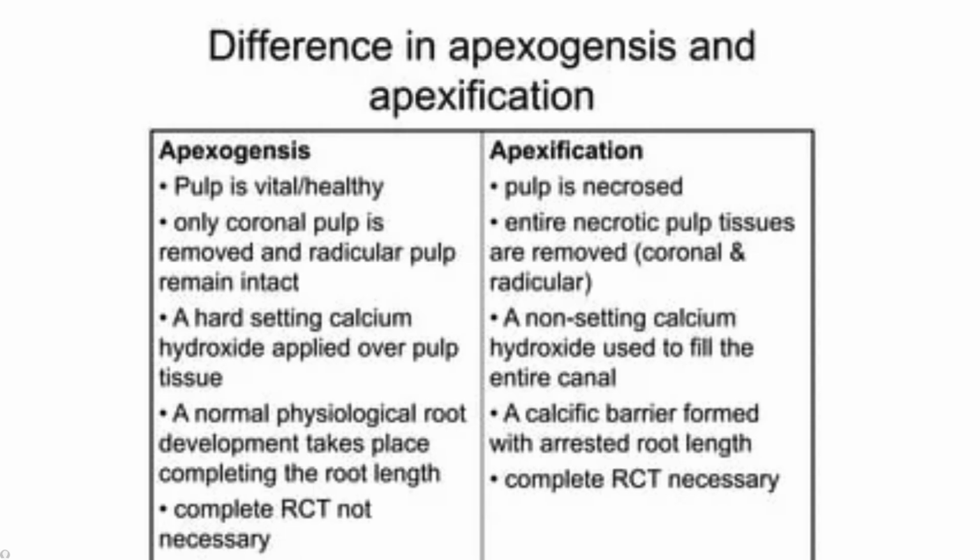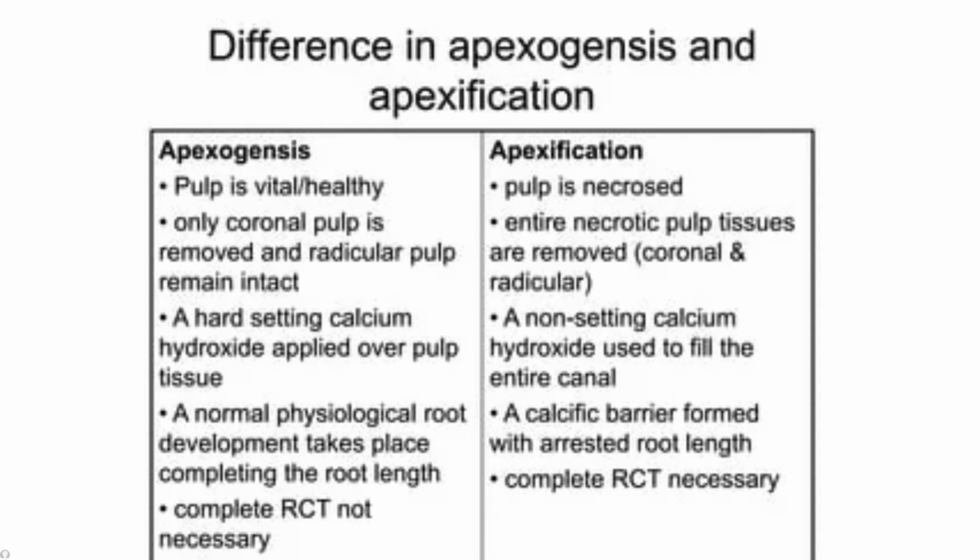So what is the difference between apexogenesis and apexification? In apexogenesis, as I said, the pulp is vital. Which part of the pulp? The radicular portion of the pulp is vital. In comparison with apexification, the pulp is necrotic. So another name for root canal treatment is apexification that is done in an open apex.